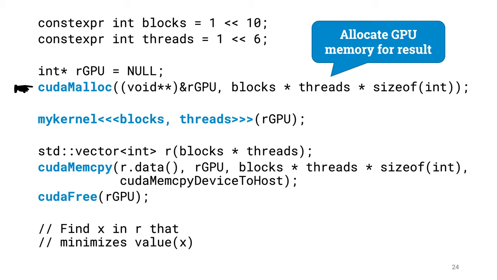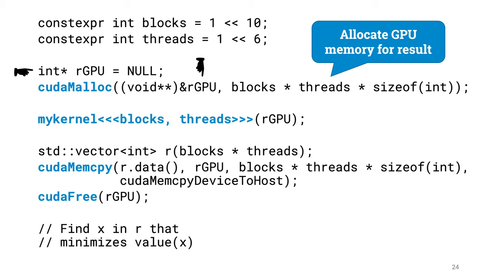Then comes a new thing. We need to allocate somehow GPU memory so that each thread can write its own part of the result there. We can't use something like malloc here. It would allocate CPU memory. So we will need to use a special function, cudaMalloc, which allocates a block of GPU memory.